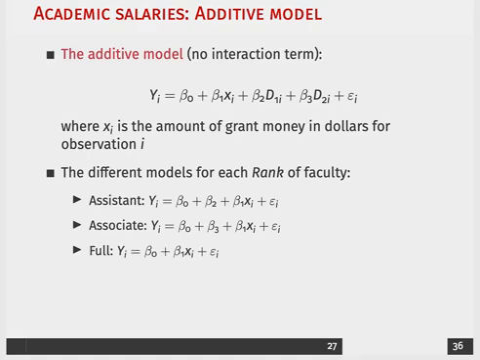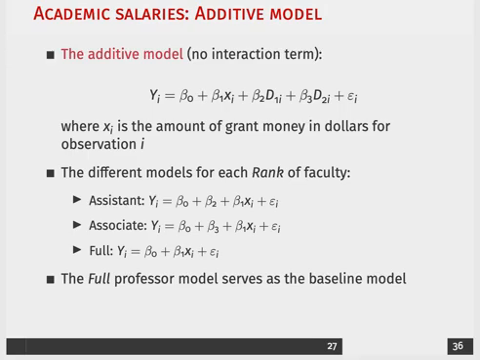That'll be full. And in that case, since D1 and D2 will equal 0, they basically just cancel out. And so the fitted line for a full professor would just be the beta 0, the y-intercept, where x equals 0 for all of them, and then beta 1, which is just the relationship between grants and salary.